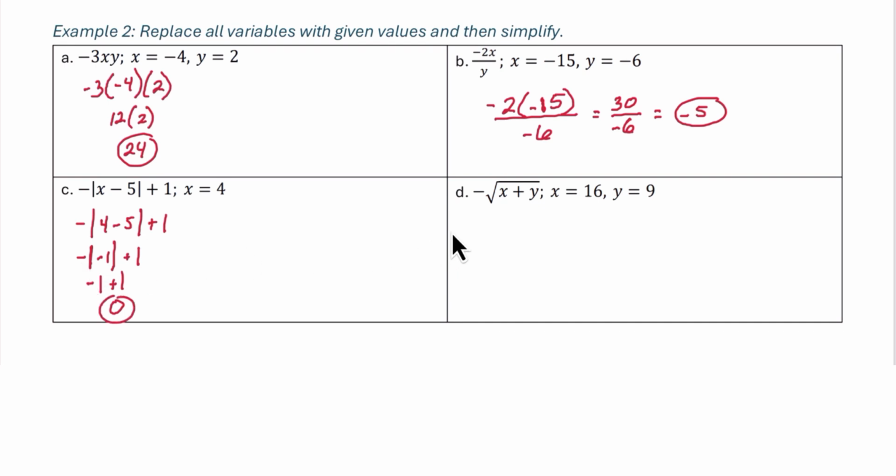And in part D, we have negative square root, replace x with 16, and we're going to replace y with 9. We will also treat the square root as a grouping symbol. So we want to simplify under the square root first. We have negative square root. 16 plus 9 is 25. And then the square root of 25 is 5. So we have negative 5.